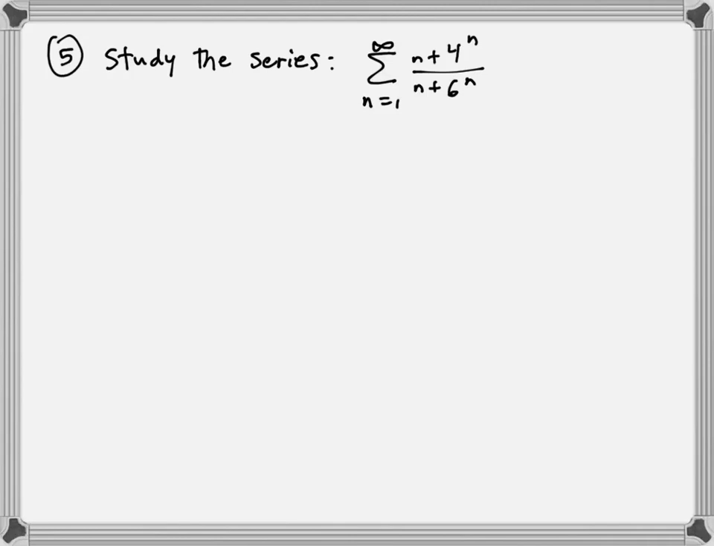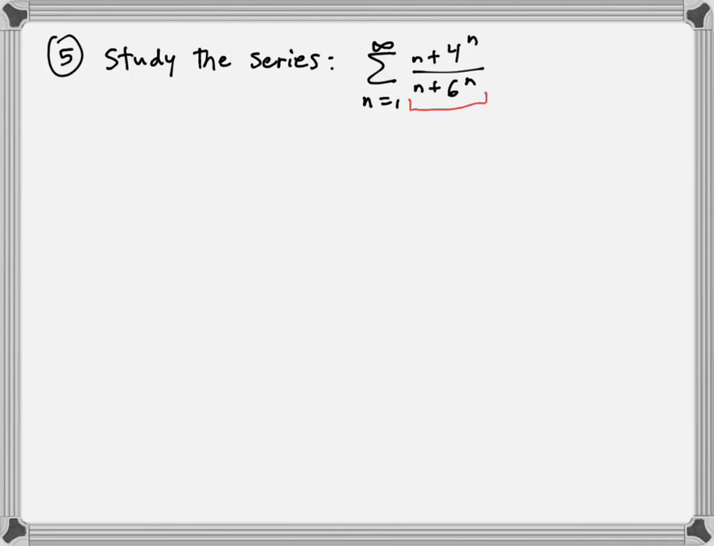We're going to study that series, (n+4)^n divided by (n+6)^n. So what are we going to study using the limit comparison test? We need to actually figure out what to compare it to. What's going to dominate here?